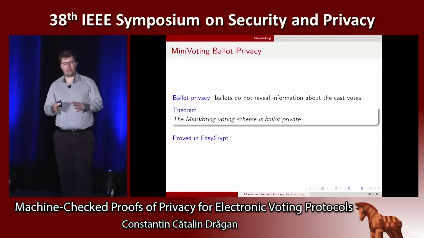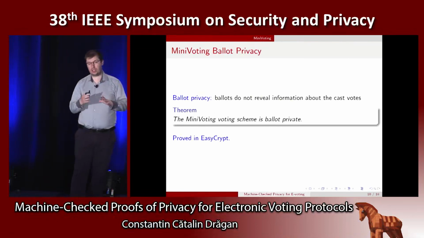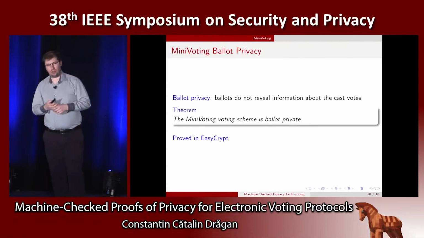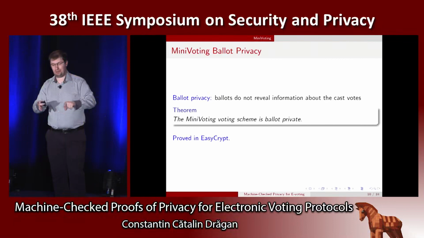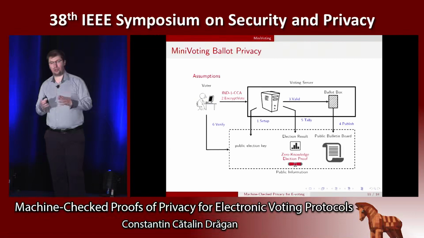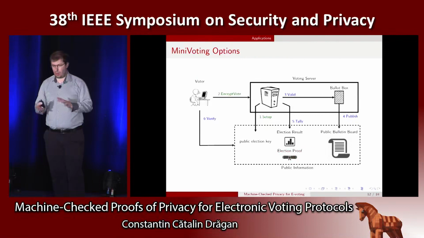The key feature of that definition is ballot privacy, and essentially it says that ballots should not reveal information about the votes. The main contribution of our work is based on this simple theorem, but it took much effort just to prove it in EasyCrypt. And we were able to do that with two basic assumptions: one on the construction of the ballots, and the other on the proof of correctness of the result. So now, given this highly abstract result, mini-voting is ballot private, we'd like to bring it closer to real-world application. So let's play a little bit with what we can do.